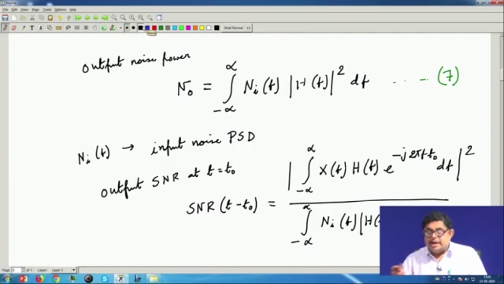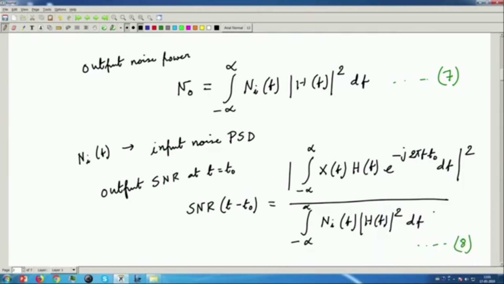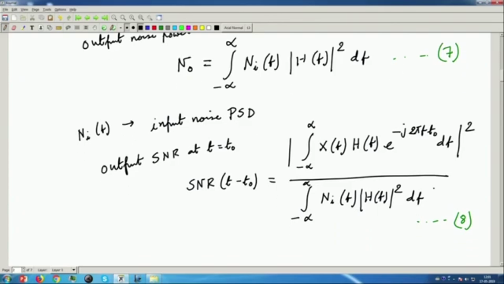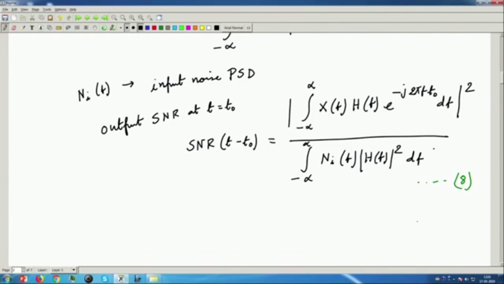So, H(f) is complex, X(f) is complex, e to the power minus j 2πf t0 is also complex, N_i(f) is complex, but |H(f)|² is real. Now the question: this is real, but this N_i(f) is complex, so it is one complex thing divided by another complex thing, and that also has a square form. Mathematicians have solved this problem: what is the upper bound for this thing? That is called the Schwarz inequality.